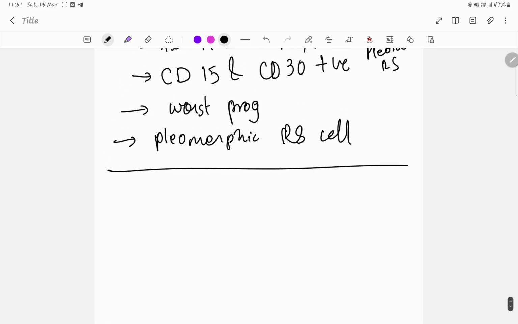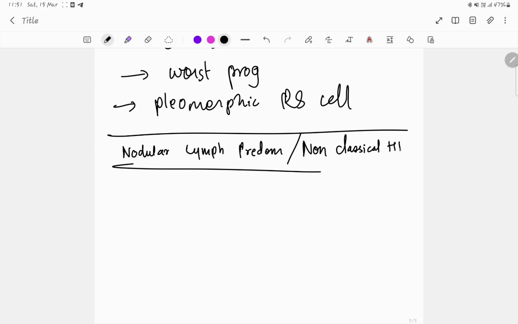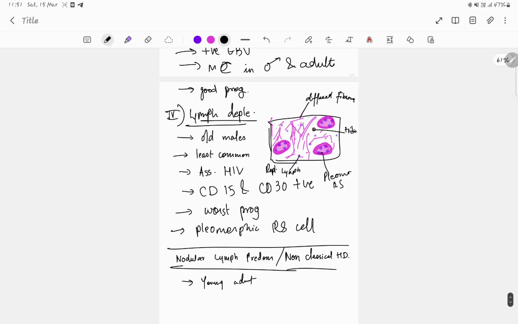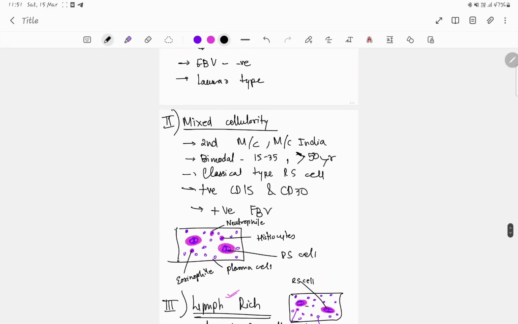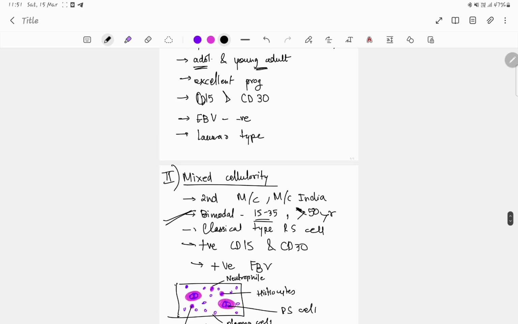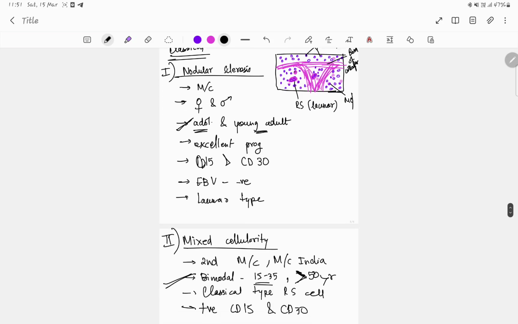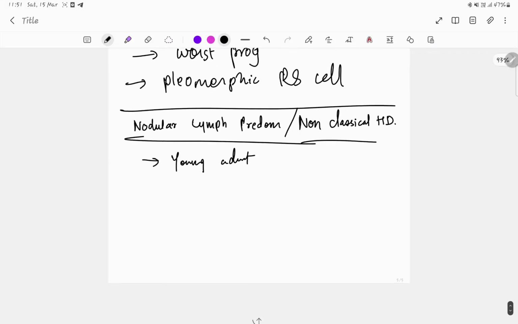The next type is nodular lymphocyte predominant, also known as the non-classical Hodgkin's disease. What do we see in the non-classical one? It is common in young adults. So till now we have seen lymphocyte depleted, which is common in old males. Lymphocyte rich is in adults. Mixed cellularity is bimodal, so it is generally in adults, and sometimes also in people more than 50. Nodular is in adolescents and young adults. Depleted is in old people.